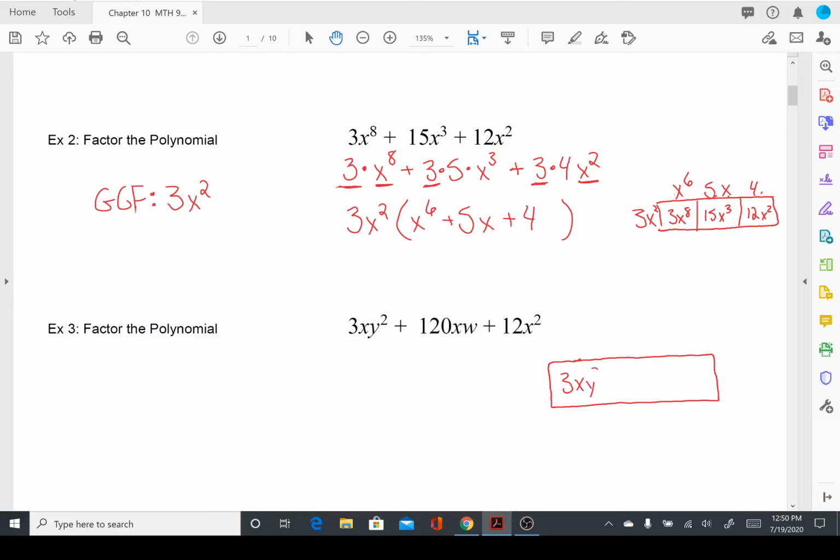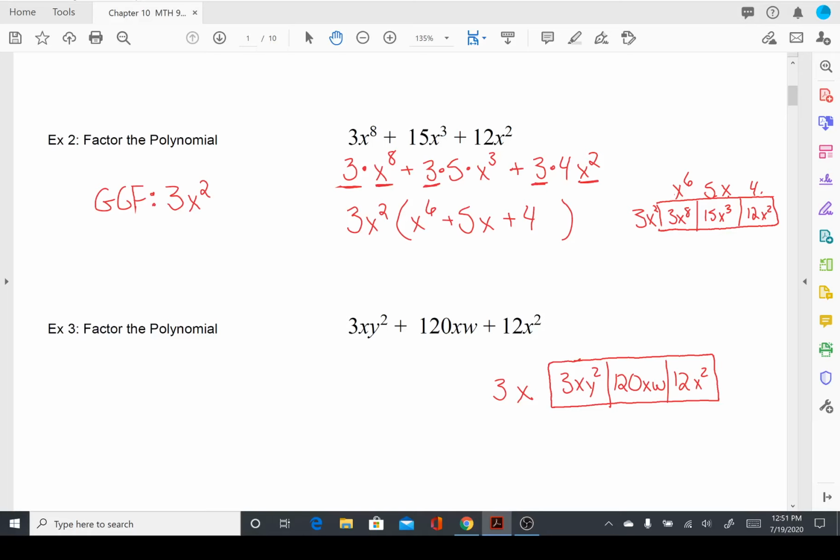3xy squared, 120xw, 12x squared. What's in common in each? We have a 3 that can go into everything. And I'm looking to see what else that we have. Each of the terms has an x. So we can take an x. The first term has a y, but the other ones don't have a y, so we can't take a y out. Same with the w, so just 3x.